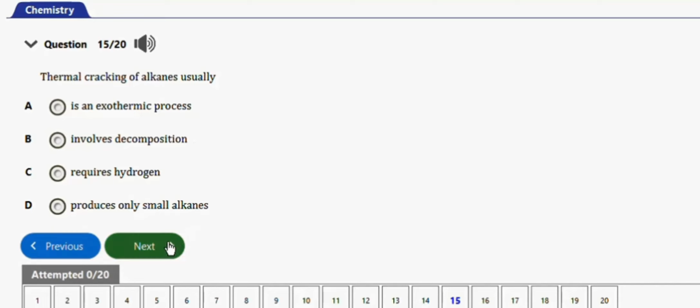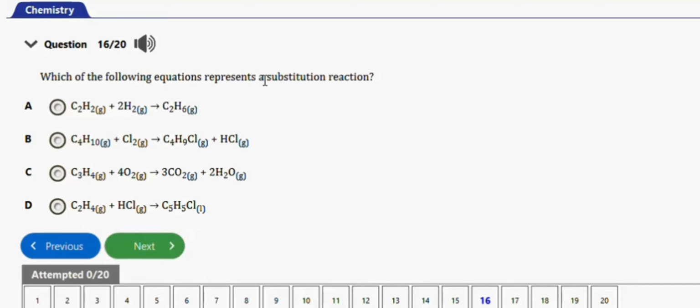The next question, this one, it says which of the following equations represent a substitution reaction? So once you see an alkane involved, that will be the answer. So in option A is option B, basically, guys, because what we have here is butane being added to chlorine gas. So the right answer is what? Option B. So this equation represents a substitution reaction. So alkanes undergo substitution reaction.